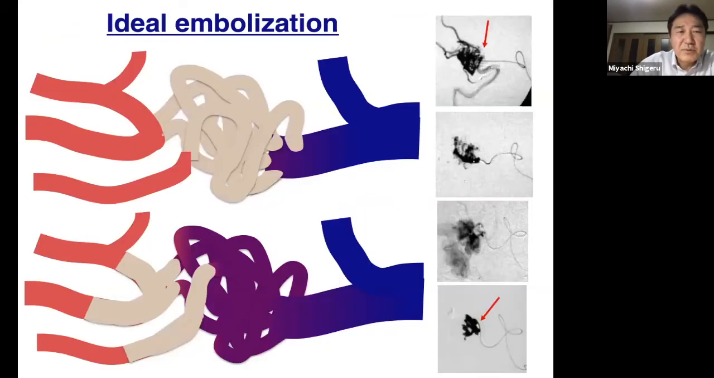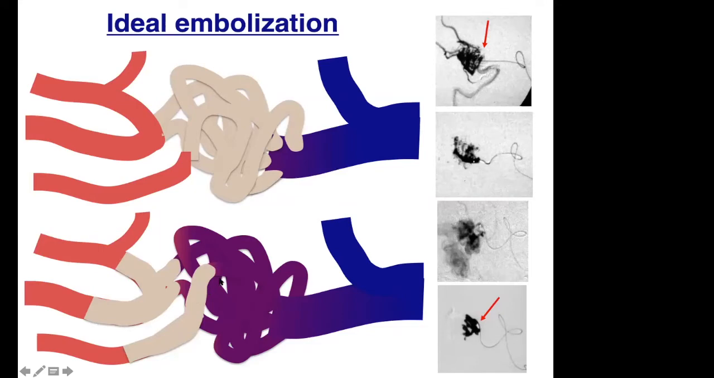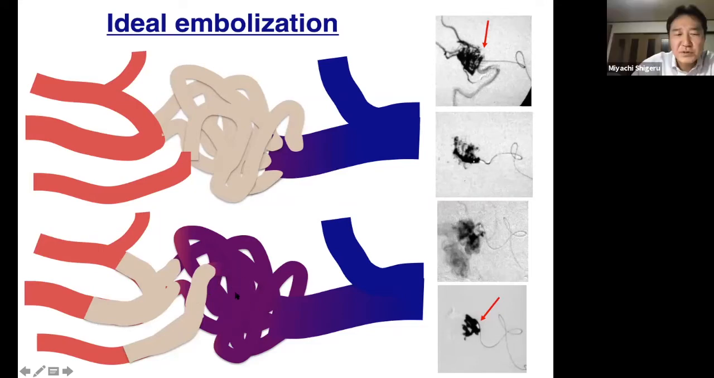This is a schema of ideal embolization. Total packing or total embolization of the nidus is very nice. But the other option is that all the feeders are embolized just before the nidus. Maybe it promotes spontaneous thrombosis of the nidus. It is also ideal.